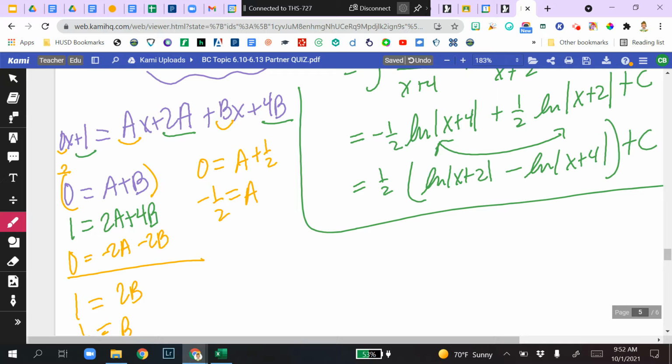Okay, in the log world, what does subtraction turn into? Division. Good. So 1/2 natural log absolute value of x plus 2 over x plus 4 plus c.